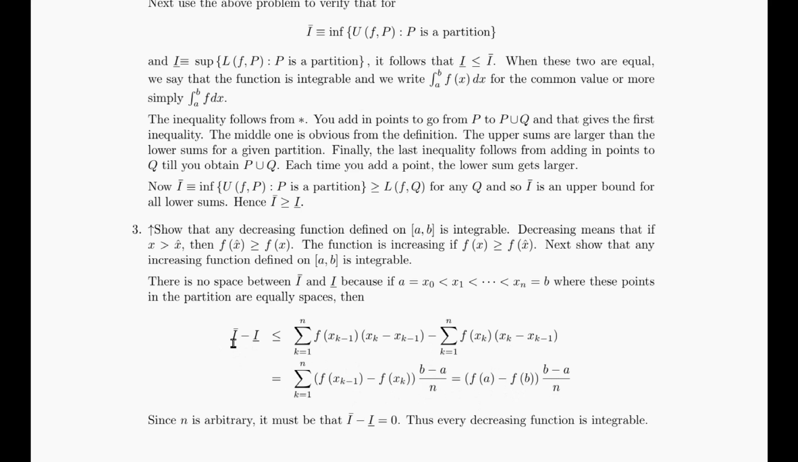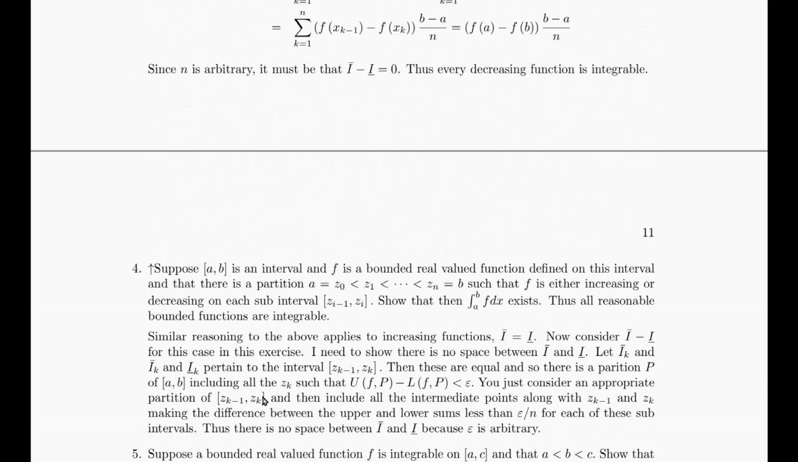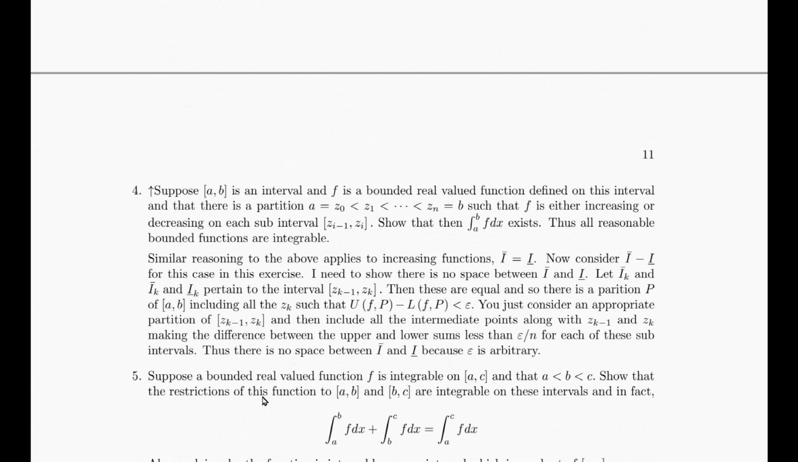Now, the gap between these is smaller than some constant divided by n, and n is completely arbitrary, so that tells me that the gap between these two numbers has to have length 0. So they're really the same number. And that shows every decreasing function is integrable.